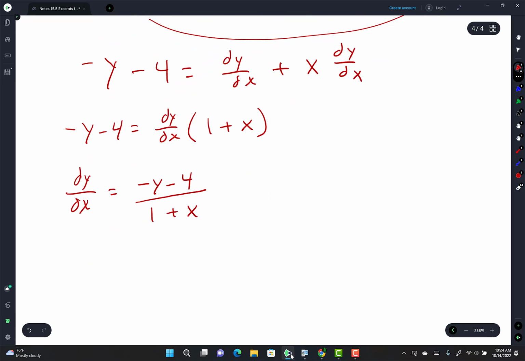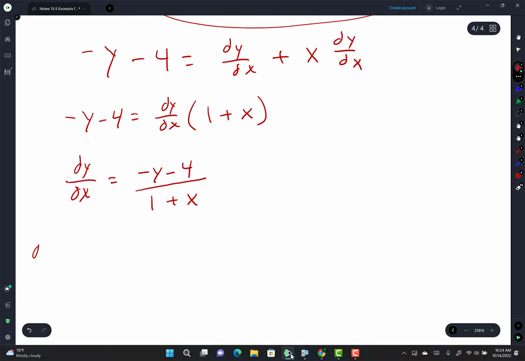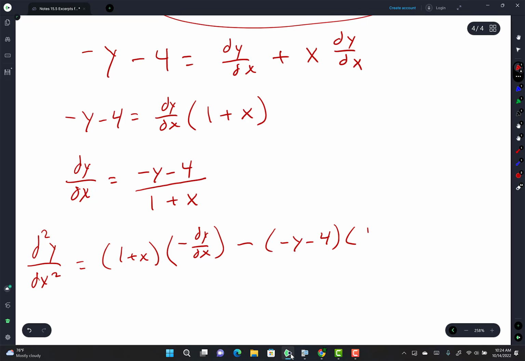I'm going to take a second derivative right here. What rule do I got to use? So I'm doing this second derivative here. d squared y over dx squared equals bottom, 1 plus x, times the derivative of the top, negative dy dx. If you did it backwards, that's fine. You're going to have opposite signs. Minus top, negative y minus 4, times the derivative of the bottom, which is 1, all over bottom squared.